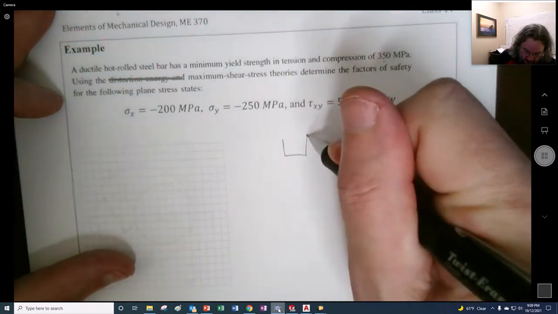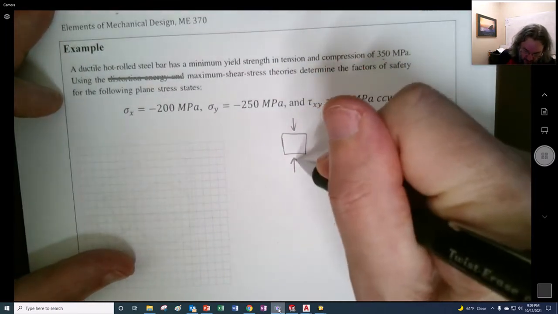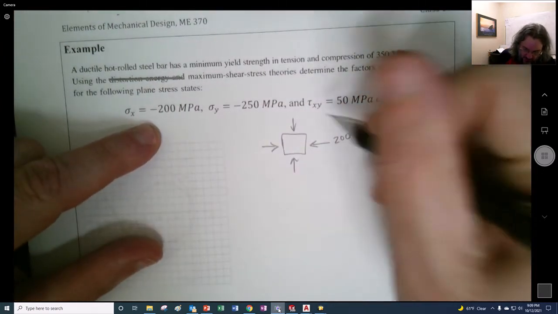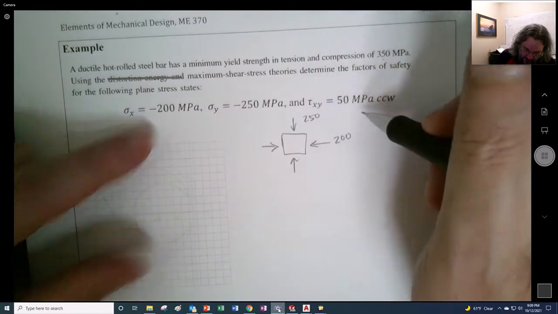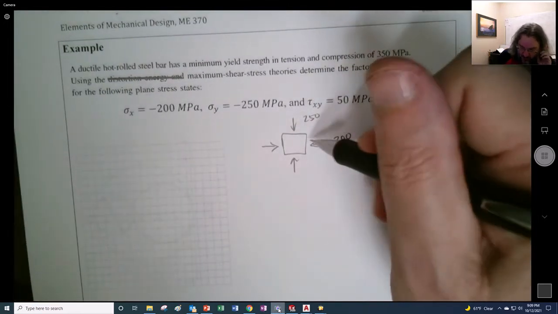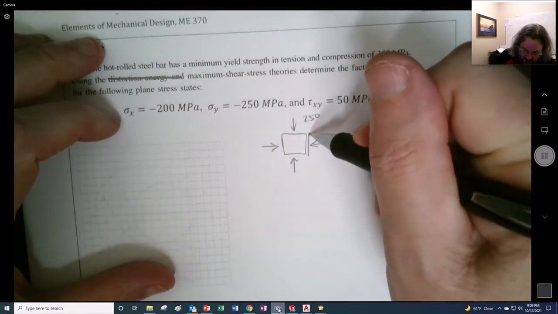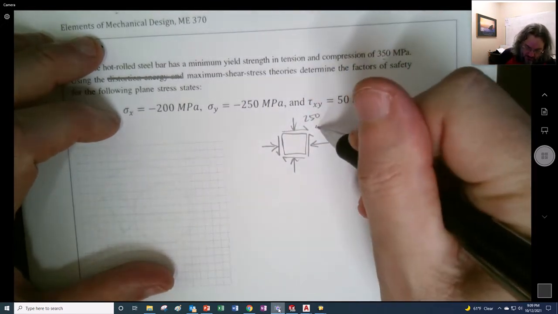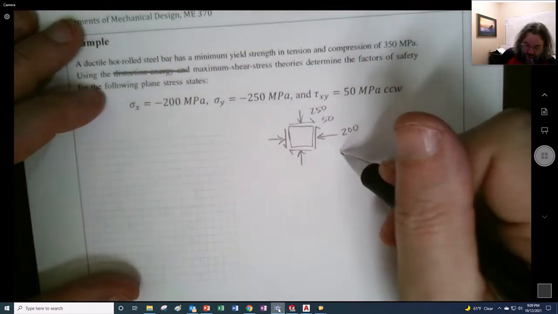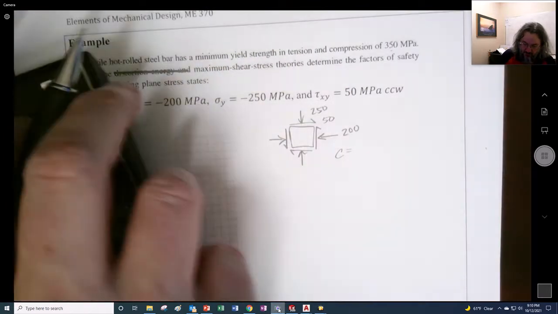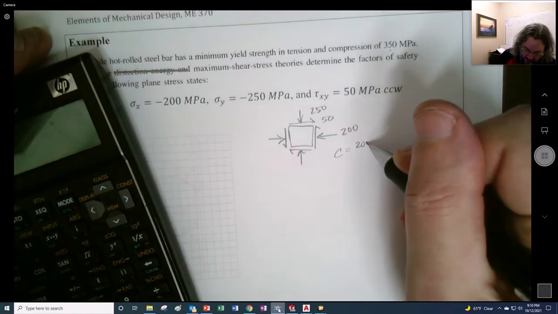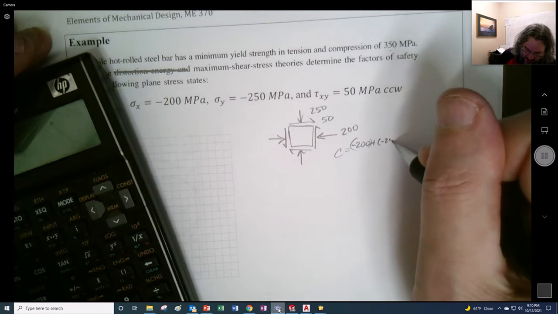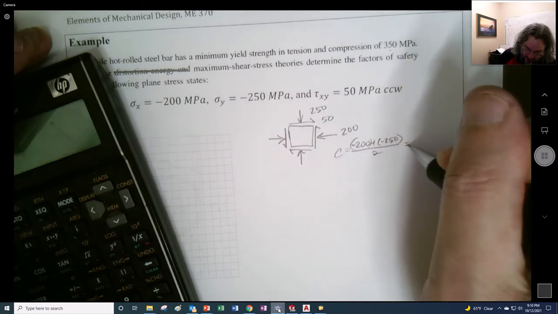So this one has compression on both sides, 200 here, 250 there, and this one is counterclockwise, so that means it's going that way. Right? And so that's 50. So we can find what the center of this is going to be. That's going to be negative 200 plus a negative 250 over 2.